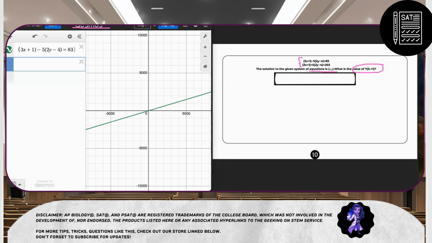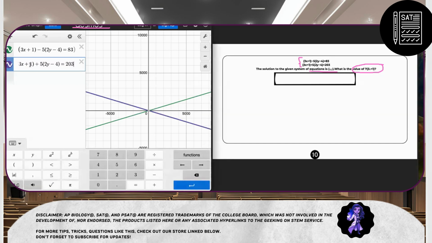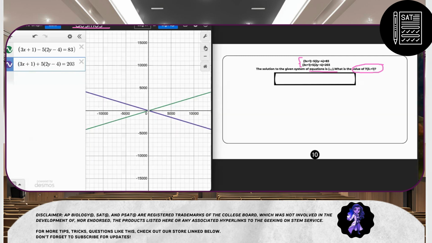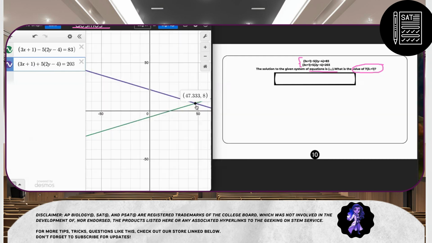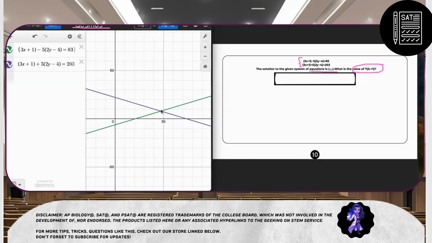Okay, now I'm going to plug in that second equation. I'm going to type in 3x plus 1 plus 5 times 2y minus 4 equals 2 and 3. So that's the second equation here. Now I'm going to see where my point of intersection is, zooming in and out to find it. So that point of intersection is 47.333, comma 8. Okay, so our x value in this case is 47.333.